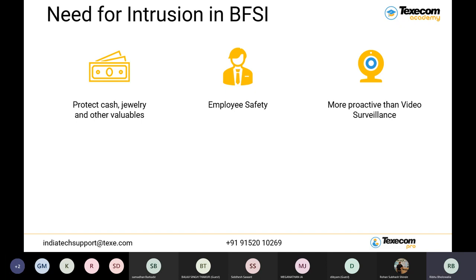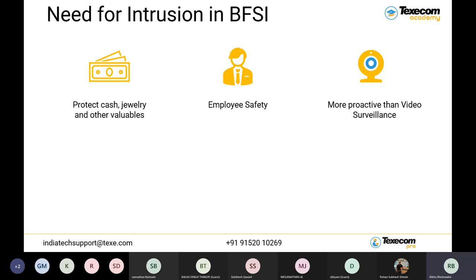Another reason why we need an intrusion system in banking sectors is that it is a proactive approach. If you are using an IDS system, IDS is more proactive than video surveillance. In video surveillance, I'm talking about CCTV cameras. The CCTV camera is only capturing live images and recording that video for that particular time frame, and saving it in the device. That's it. It is not informing the customer whether an intrusion is happening or whether the owner or whoever is coming to the area where we have the CCTV cameras. That is why an intrusion detection system is called proactive.